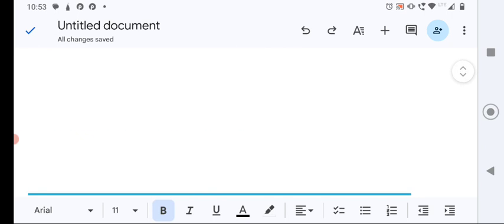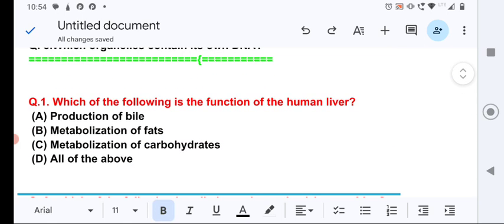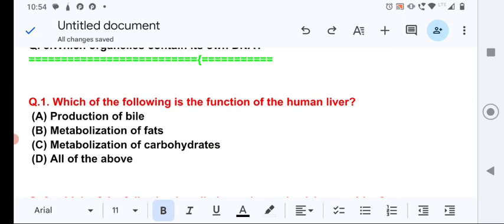Now the next option: metabolism of fat and metabolism of carbohydrate is also a function of the liver. So option A, option B, and option C are correct for question number 1, and overall option D, which is all of the above, is the correct answer for question number 1.